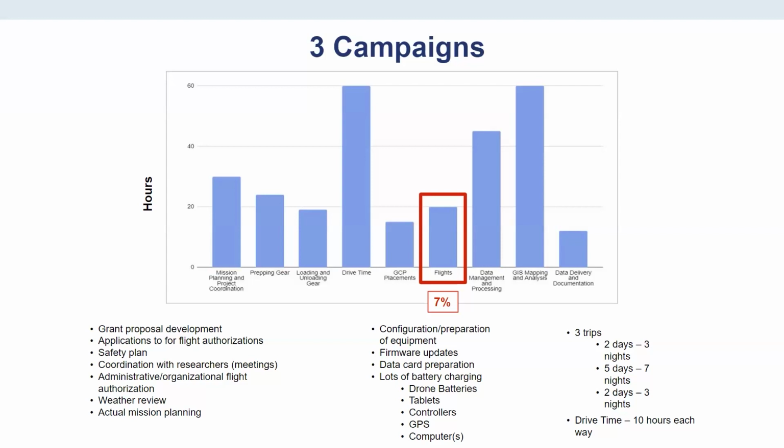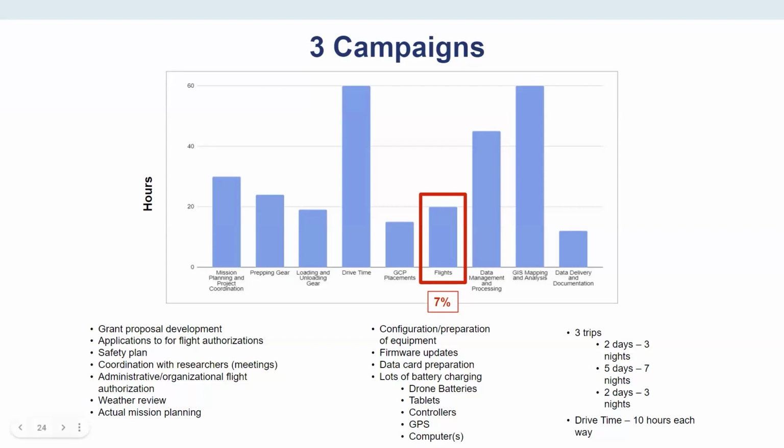So we have mission planning and product coordination, which can be forgotten about. I just spent this morning doing that for another project myself. Preparing gear takes time, and configuring that gear, loading and unloading, seems like a trivial thing, but getting your gear all cleaned off, reconfigured, mounting sensors, you name it, takes quite a bit of time.